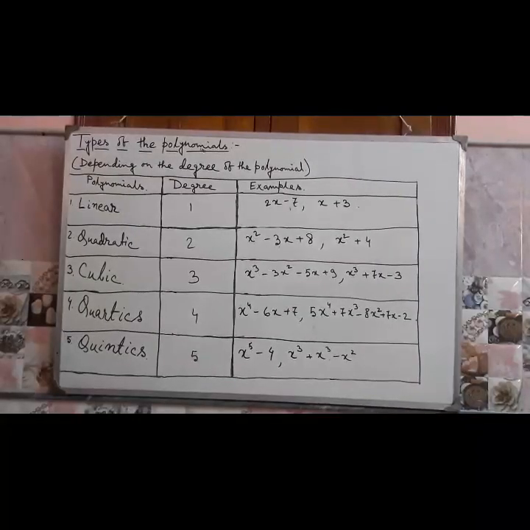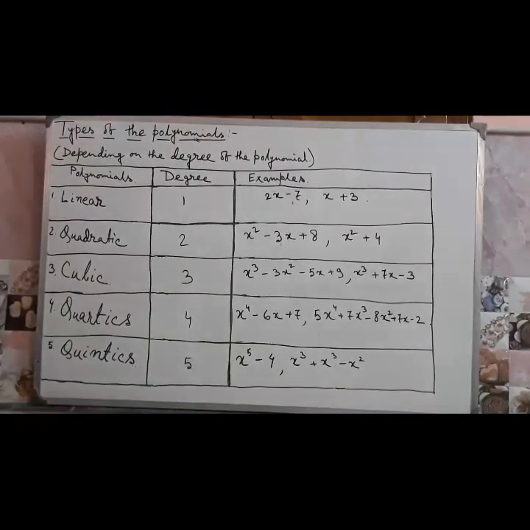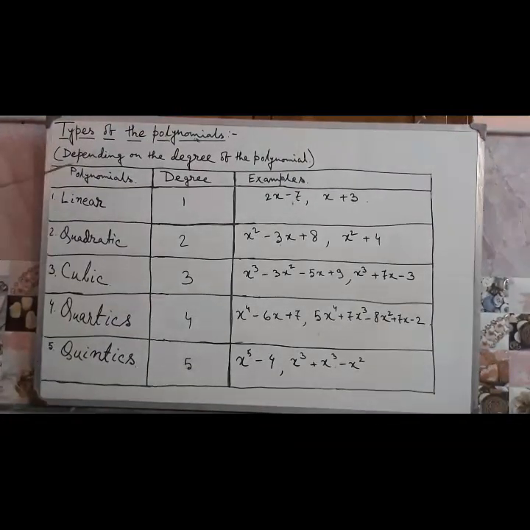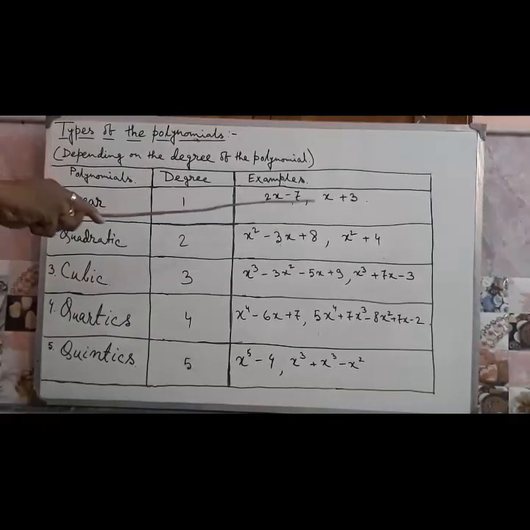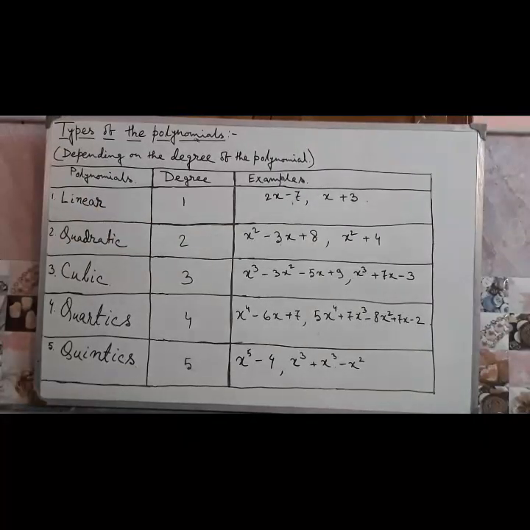Now the types of polynomials depending on the degree of the polynomial. The first one, linear polynomial, is one where the highest power of the variable, that is the degree, is 1. Example, 2x minus 7. What is the power of x here? 1. Or x plus 3, the power of x is 1. Then quadratic polynomial, of degree 2, for example x square minus 3x plus 8, or x square plus 4.